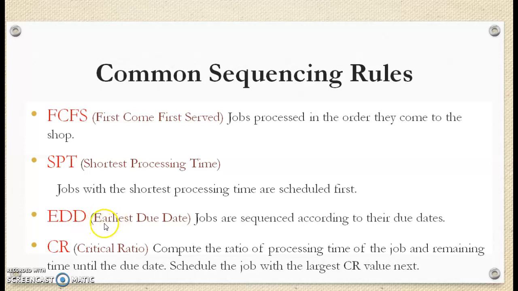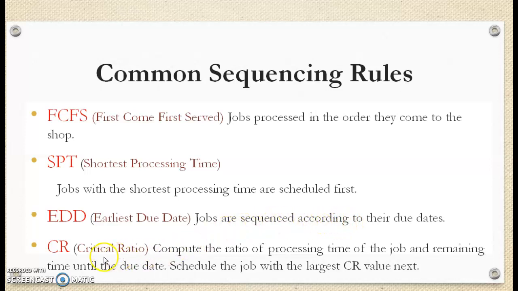The next rule is earliest due date. In short, it is called EDD, where the jobs are sequenced according to their due dates. The job which has the earlier due date is processed first, and the job which has the maximum due date is processed last.